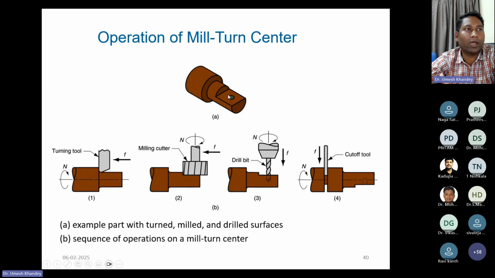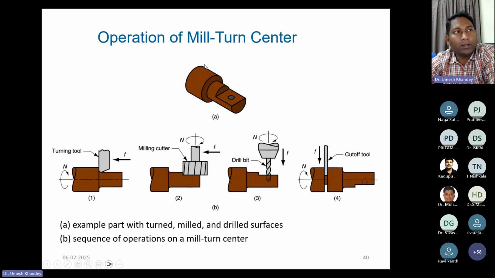Then next, drilling to have the hole over here. Then parting off or cutting off tool to just separate this piece or this dimension, whatever you provide. After that, you need to separate it from the raw material, maybe having the larger length as shown in A, so that we need to cut. So the turn, mill and drill all have been performed sequentially. So a sequence of operations on the mill turn center is required to have the final shape of this.